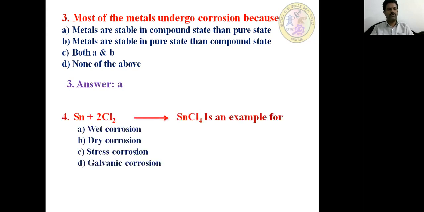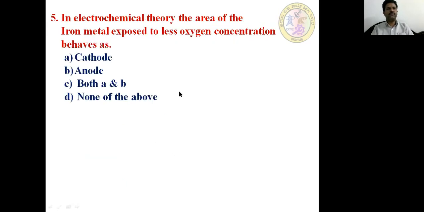Question number 4. Tin, when it reacts with dry chlorine gas, forms stannic chloride. It is an example for option A, wet corrosion, option B, dry corrosion, option C, stress corrosion, option D, galvanic corrosion. So that tin reacts with dry chlorine, hence there is no moisture here. So it is an example for dry corrosion. Right answer, option B.